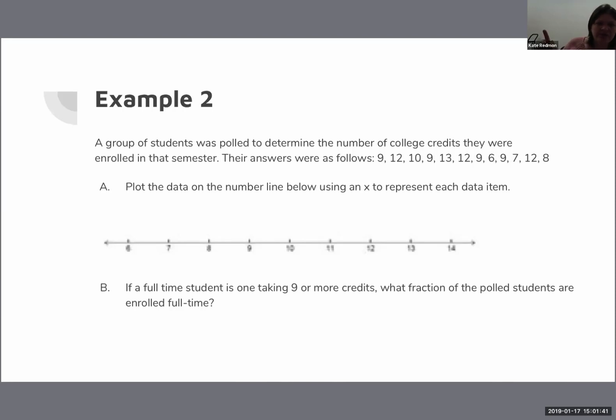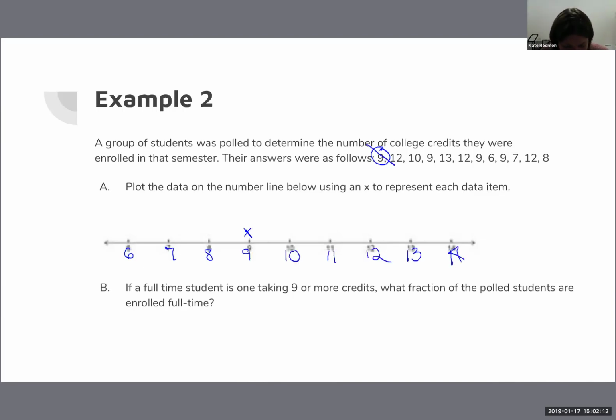So if you had this on the GED, it would probably be a hotspot question where you just need a mouse click to make things work. And we are going to use an X to represent each data item. So you just click to drop an X above each thing. So let's go ahead and graph our data. So there's a 9. So I'll put a little X above the 9. And I'm sorry, my picture looks a little hard to read. This is 6, 7, 8, 9. Okay, so now I graphed a 9.